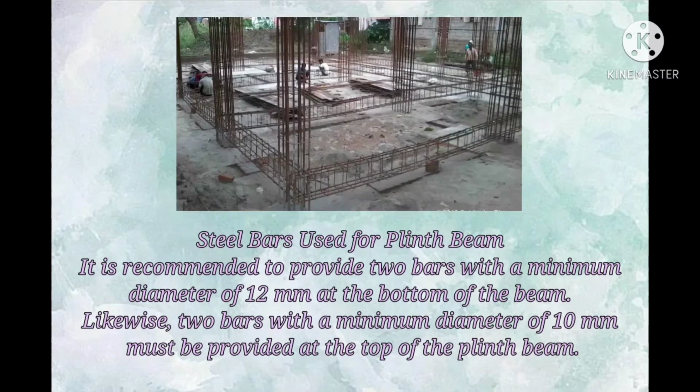For the steel bars used in a plinth beam, it is recommended to provide 2 bars with a minimum diameter of 12 mm at the bottom of the beam and 2 bars with a minimum diameter of 10 mm at the top of the plinth beam.